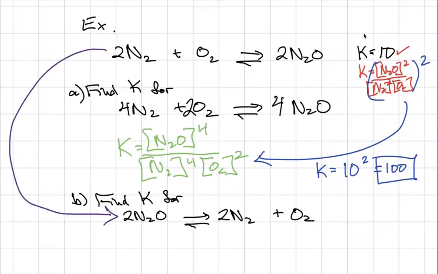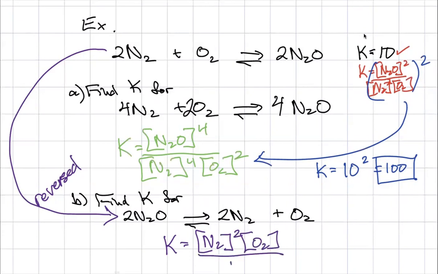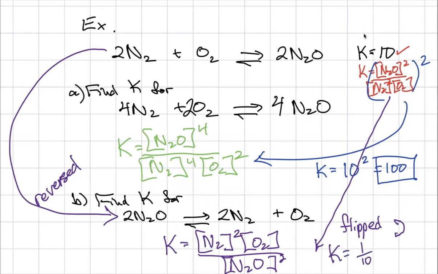From here to here, I want to look at what I did to the reaction. It looks like I reversed the reaction. So if I were writing the k for this, what used to be on the bottom is now in the numerator, and vice versa. So going from there to there, it got flipped. In other words, numerator and denominator switched. Therefore, I need to take the inverse of that number. So my new k is 1 over my old k, which would be 0.1.